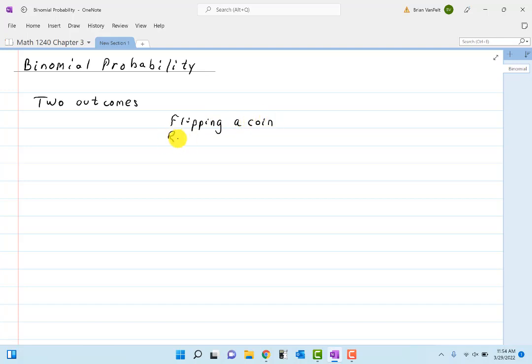Rolling a die. Even rolling dice. But in, say, flipping a coin, you would choose, say, heads. Well, when you flip the coin, either a head comes up or it doesn't. So there's only two outcomes there, heads or tails, in fact. Rolling a die. You choose one number. When the die is rolled, either that number comes up or it doesn't.